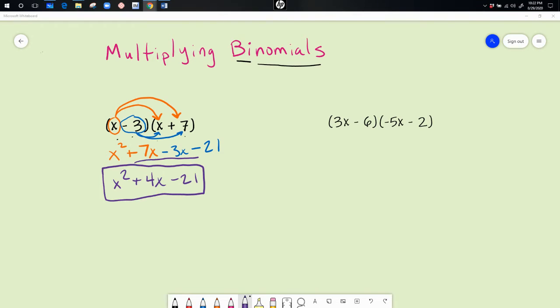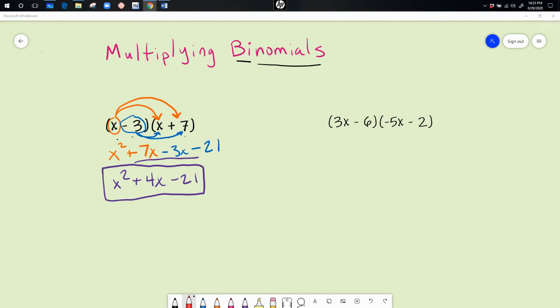All right, so let's go ahead and do one more. But before we do, I want you to pause the video and see if you can do this one. So remember, multiply everything on the left side by everything on the right side, and then combine like terms. So pause me, please. All right, let's see if we got the same answer.